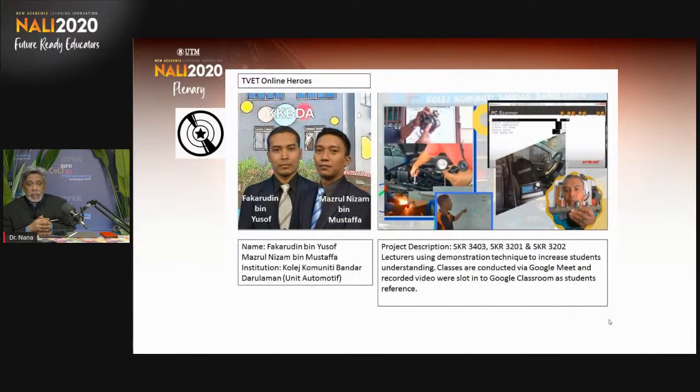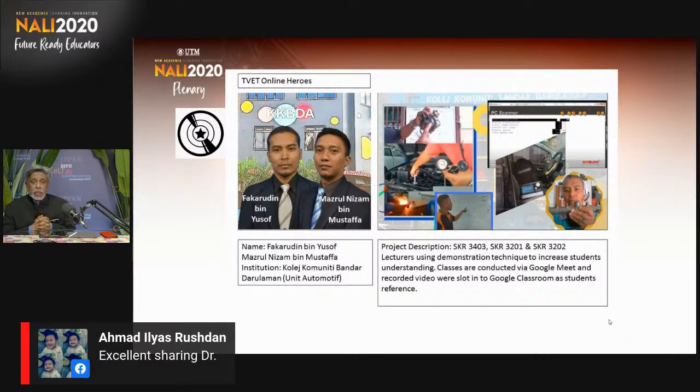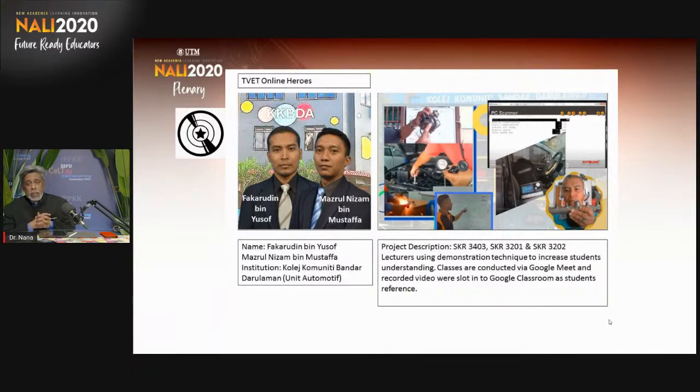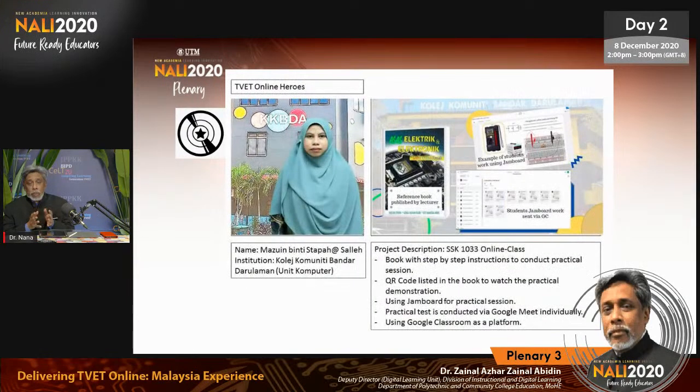Next. Again, this is another TVET from College Community. This is where students from automotive are being given an immersive and early experience of what are the things that they should understand in an automotive workshop, right? So all of these have been using online technology, and these are the people who have been exploring it, right? This is electrical and electronics.